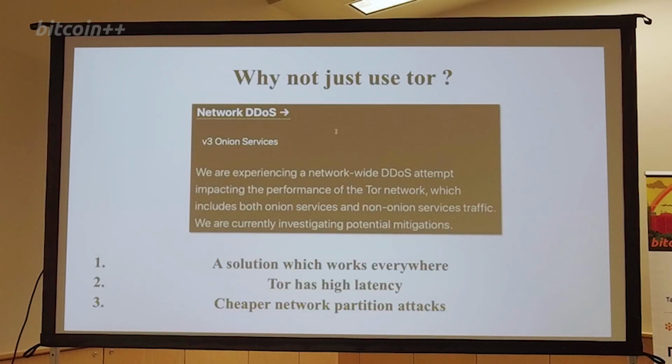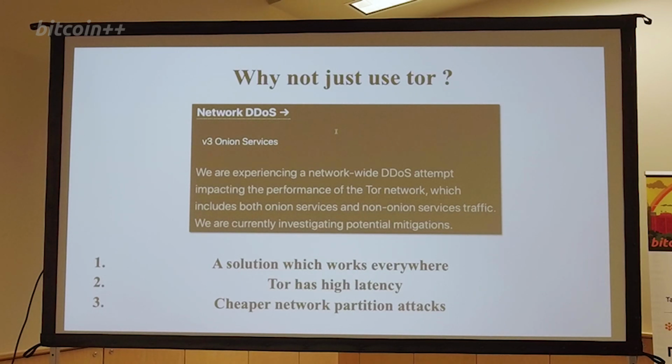And then there's this question: why not just use Tor? Because when you send packets over Tor, Tor does its own internal encryption. So the thing is that we would want a solution which works everywhere. It's bad for the Bitcoin P2P network if a huge portion of the nodes just migrate to Tor. Tor has huge latency, and cheaper network partition attacks.